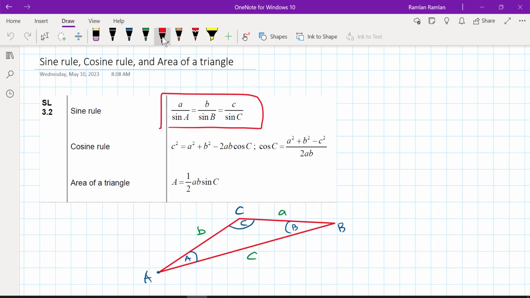So here we have side a, and if I divide that by the sine value of this angle, that will be the same as this side over here divided by the sine of this angle. It is also going to be the same if I divide this side by the sine value of this angle over here. To be clear, I'm going to give you an example.